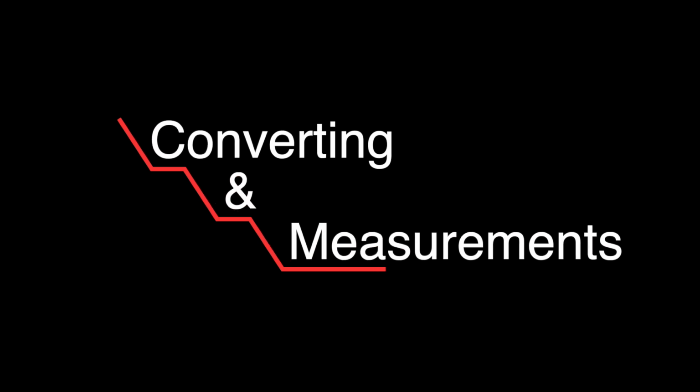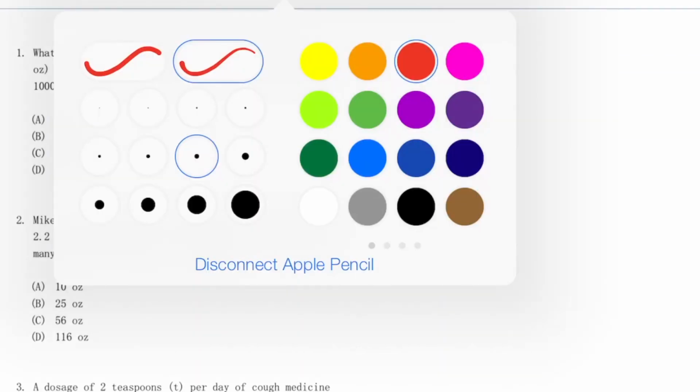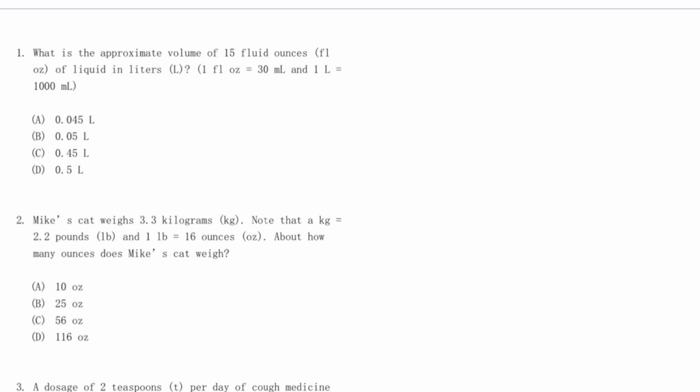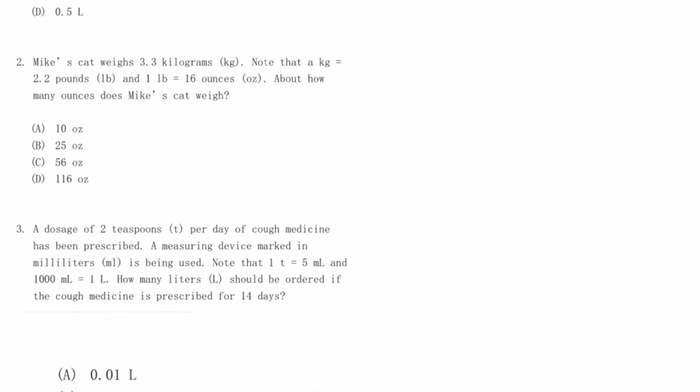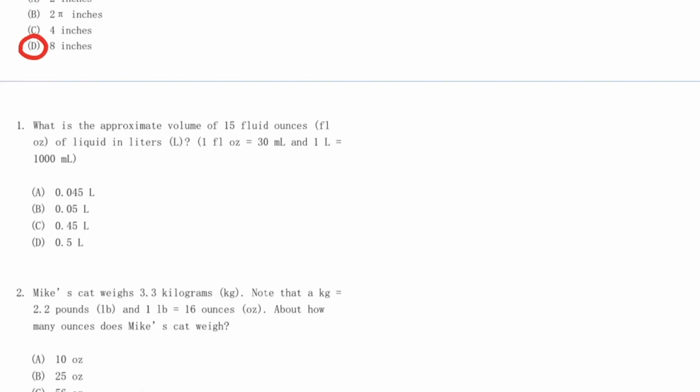All right, let's talk converting and measurements. What is the approximate volume of 15 fluid ounces of liquid in liters? We know that 1 fluid ounce is 30 milliliters and 1 liter is 1,000 milliliters. The thing with the TEAS is they will give you these conversions. You don't need to memorize them, but let's go through it.